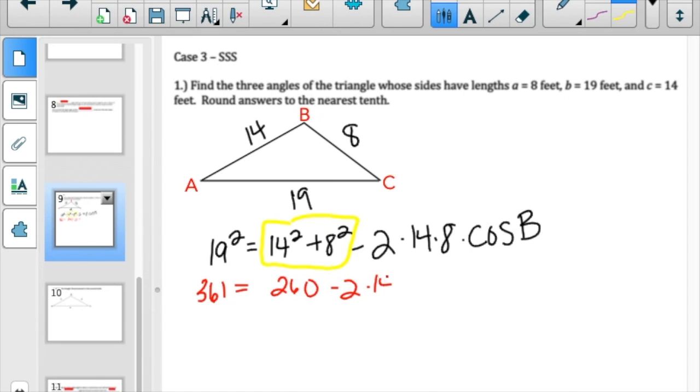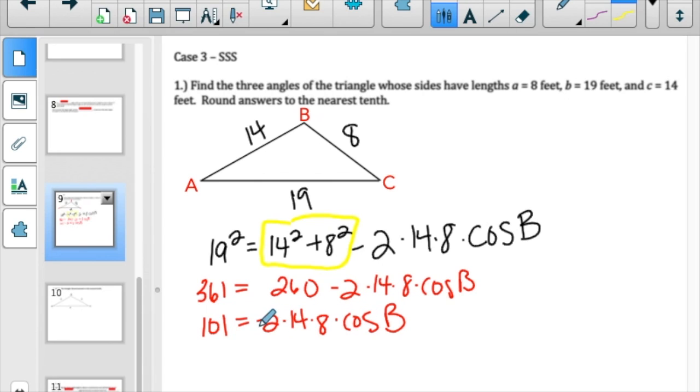Minus 2 times 14 times 8 times cosine of B. You could now take that 361 minus 260, which is 101, equals negative 2 times 14 times 8 times the cosine of B. My goal is to get B by itself.